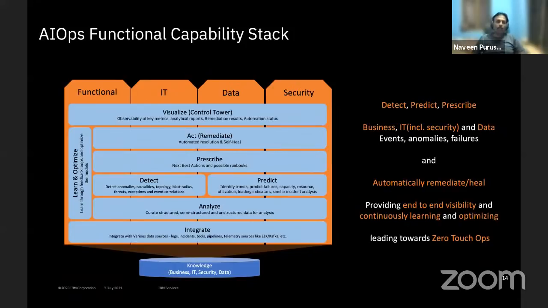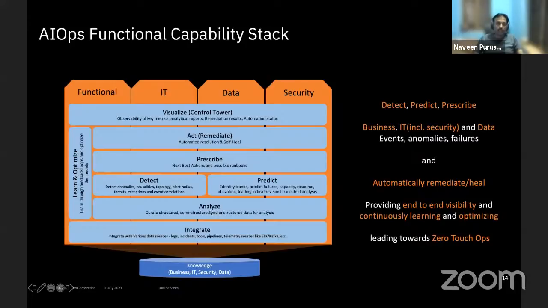And what will be the functional view of a typical AIOps stack? If you start from the bottom half, the main thing that is feeding into the solution is knowledge about the environment. It could be IT data, business data, security data, anything, right? Once we have the data, the next step is to make sure it is integrated into an AI system. And then the AI system is analyzing the type of data that we are getting.